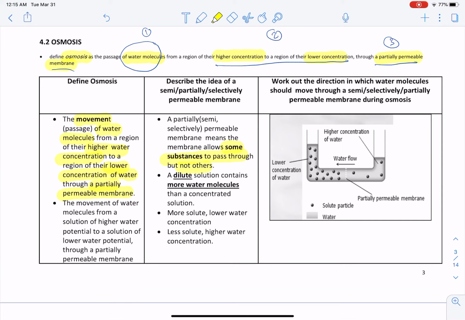A dilute solution means there are more water molecules than a concentrated solution. In our everyday language, dilute is watery, more water. Okay, if you were making Milo, if you make it thick, you add more Milo powder and reduce the water. But if you want the Milo to be watery, more water, less Milo. Okay, so what do we mean by dilute?